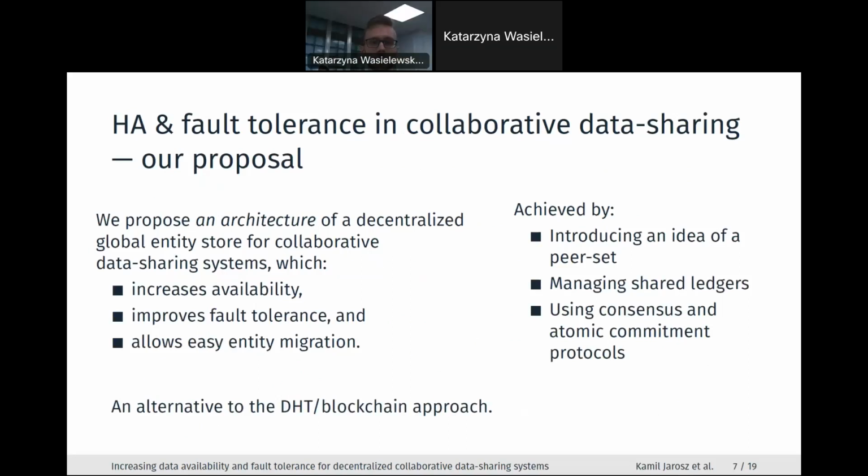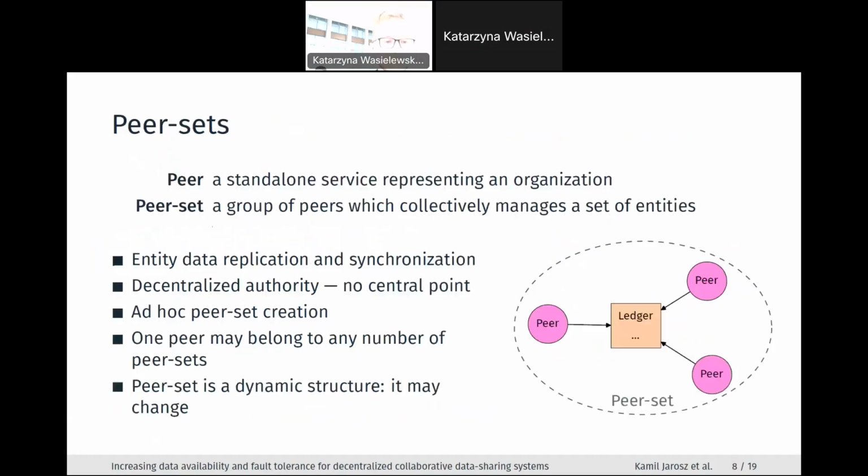Based on that, we propose an architecture of a decentralized global entity store for collaborative data sharing systems, which aims at, first of all, increasing availability, improving fault tolerance, and allowing easy entity migration. We achieved that by, first of all, introducing the idea of a peer set, which I will talk about in a minute, managing shared ledgers between these peer sets, and using consensus and atomic commitment protocols. This is an alternative to DHT or blockchain approaches, which are pretty common and popular nowadays.